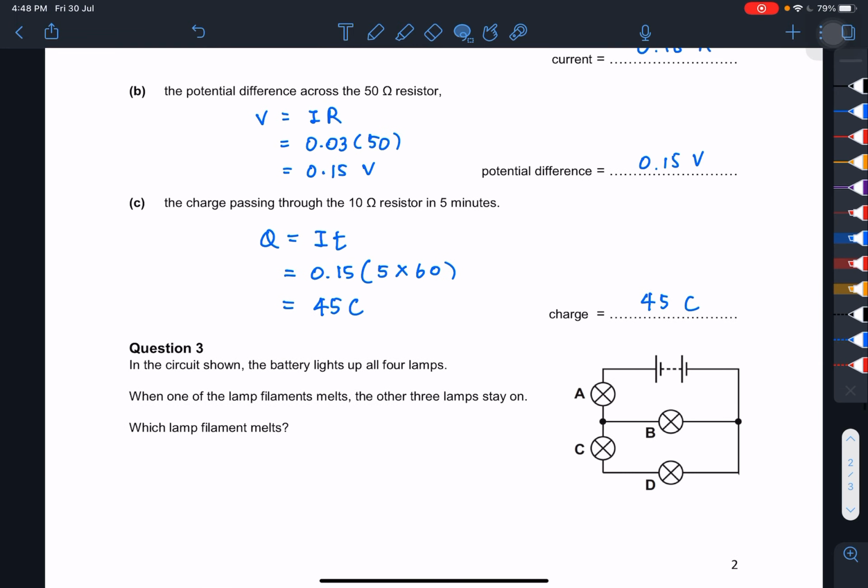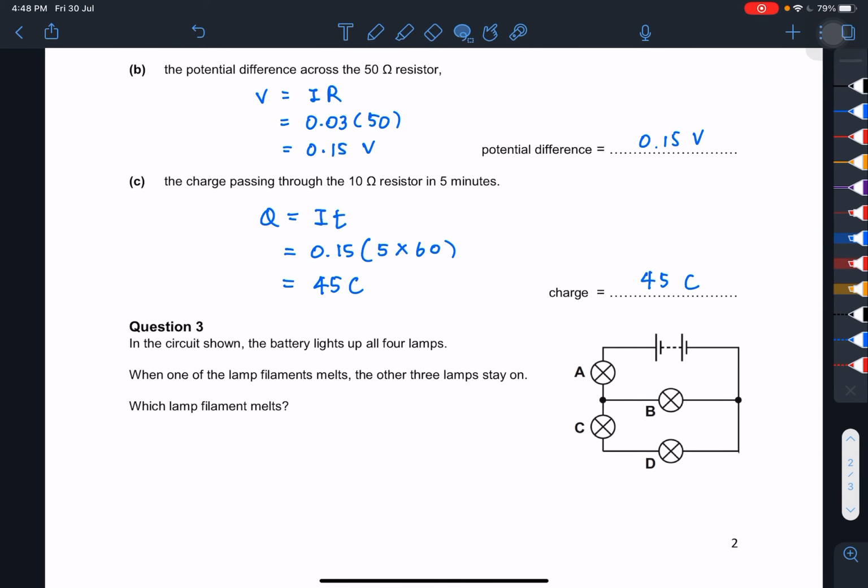Question 3 is actually like a primary school question. Just need to decide what happens if one of the lamps breaks, or what happens if there's a switch here, like you put a switch here and there, does it affect anything? So in the circuit shown below, the battery lights up all 4 lamps. When one of the lamps melts, the other 3 lamps stay on. So which one melts actually?